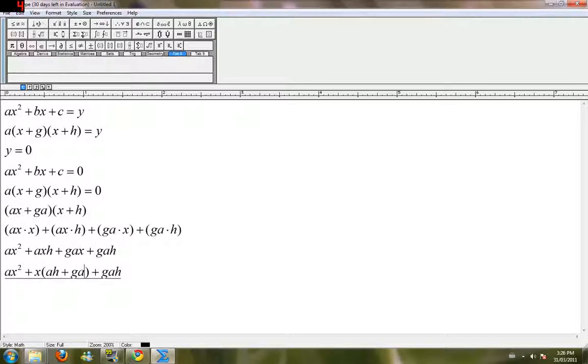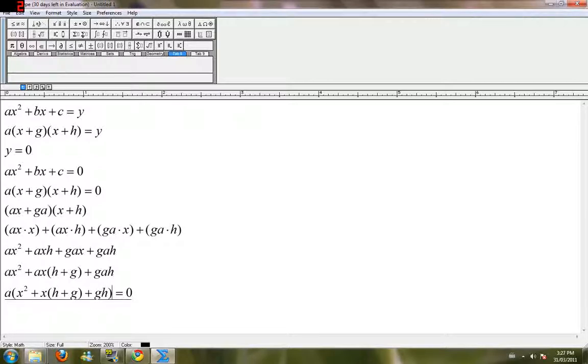But in fact, all this has a common factor. Again, this is another common factor, which is a. And all of these have the common factor a. So we can just take out a and say a times x squared plus x times h plus g plus gh is equal to 0.